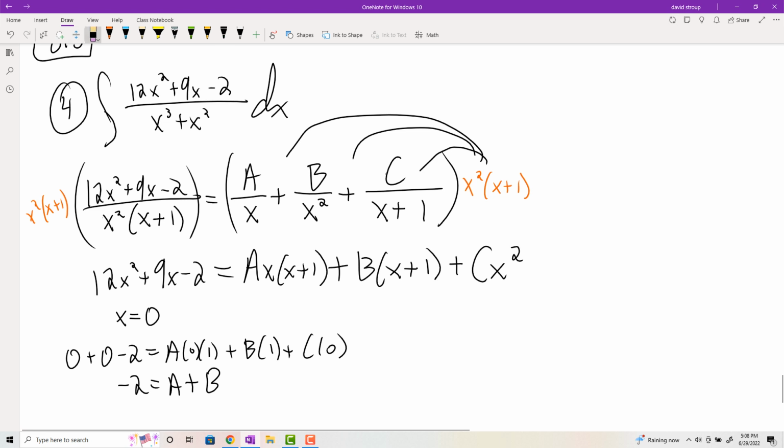The a will cancel out, right? A times 0 is just 0. A times 0 times 1 is just 0. So you just get b is negative 2.